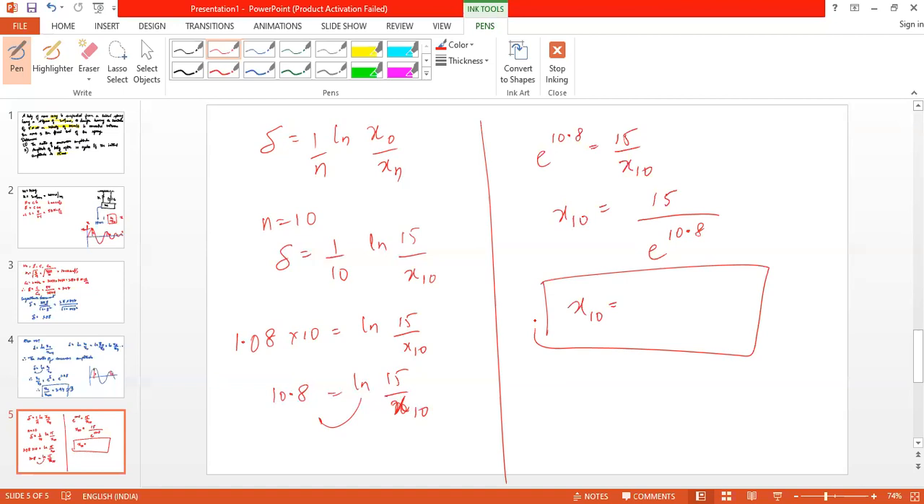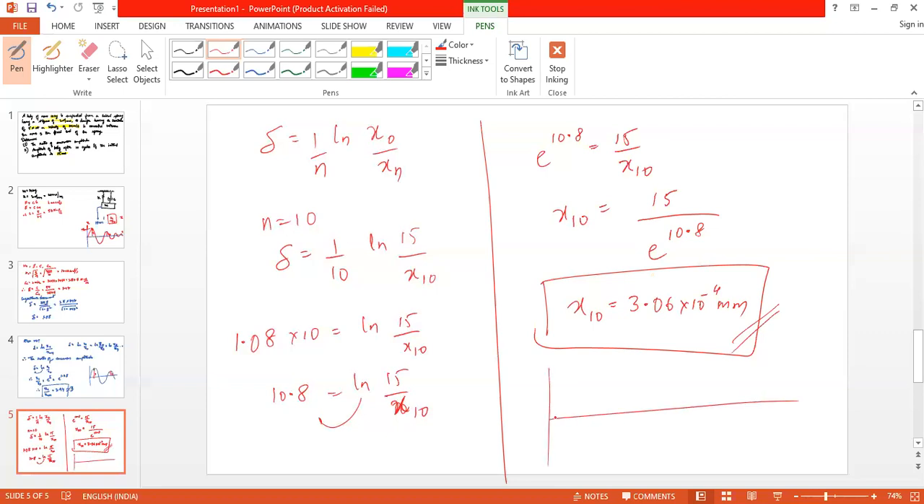Sir, 3.05 into 10 power minus 4, that's what I'm getting. My calculation: e will be 2.71, to the power of 10.8, and 15 divided by that, the answer is 3.06 into 10 power minus 4, sir. Okay, so this is the answer.